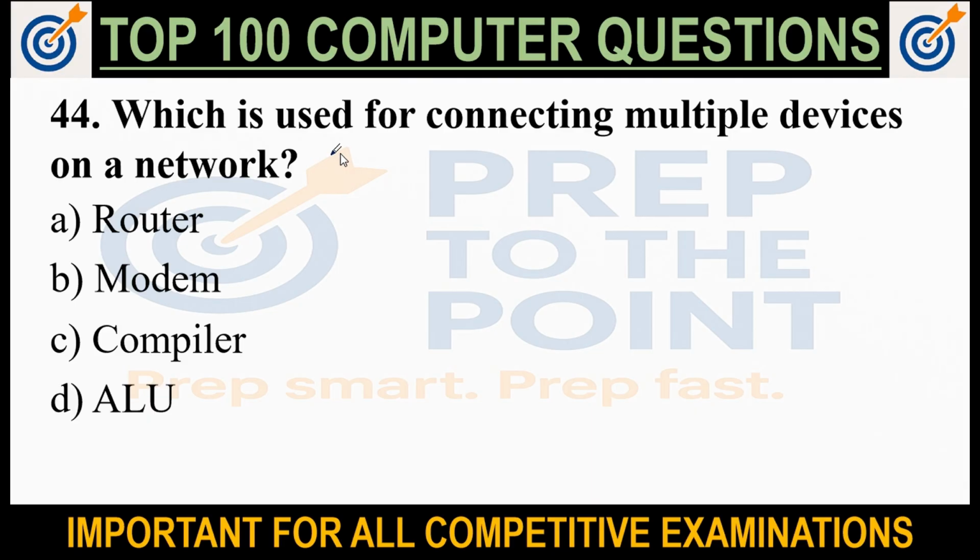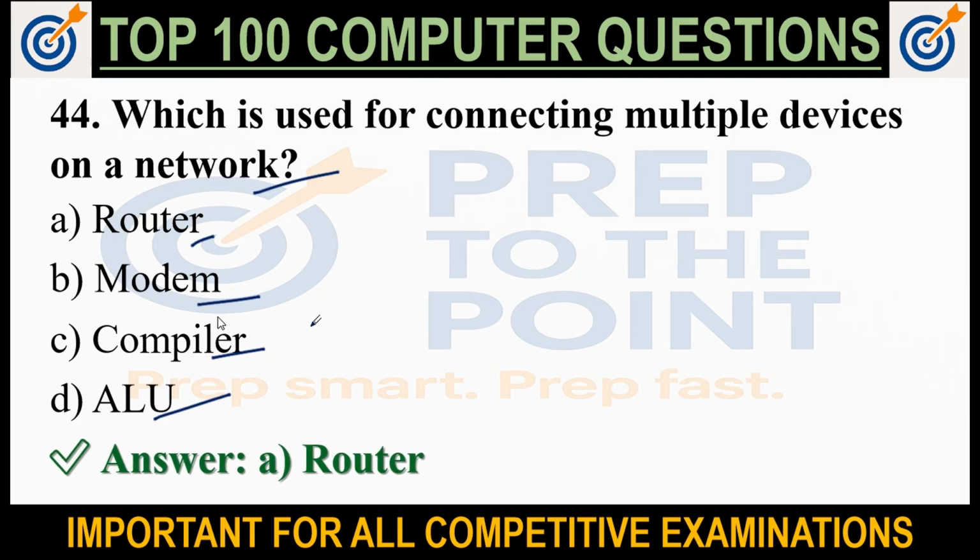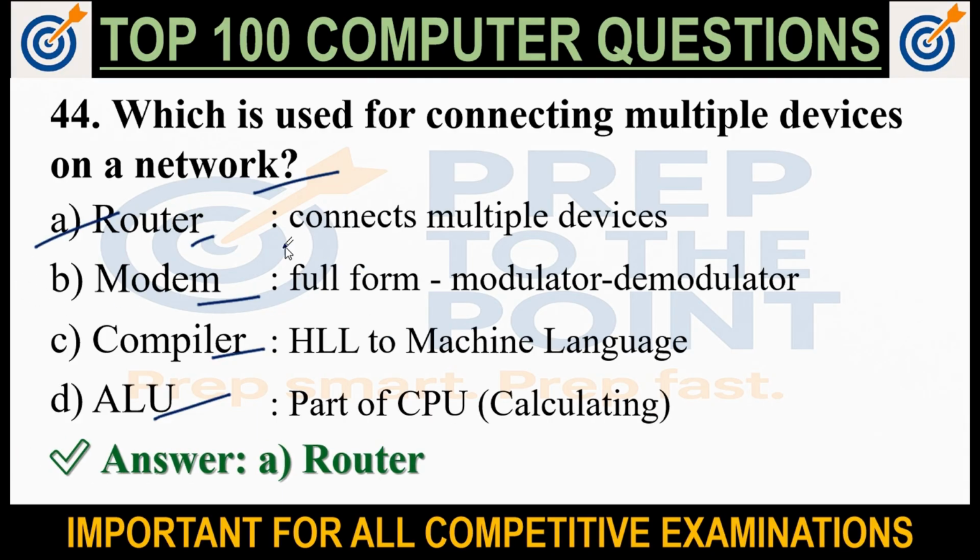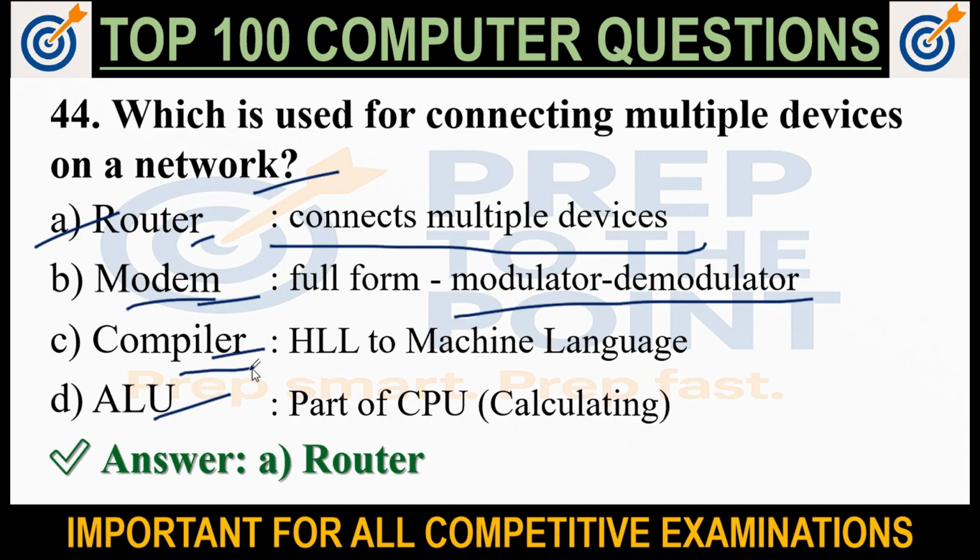Which is used for connecting multiple devices on a network? Router, modem, compiler, or ALU? The right answer is router. Router is used to connect multiple devices in a network. Modem, full form modulator and demodulator, is used to connect PC with the internet. Compiler is used to convert high level language to machine language, and ALU or arithmetic logical unit is a part of CPU and used for calculation in the system.